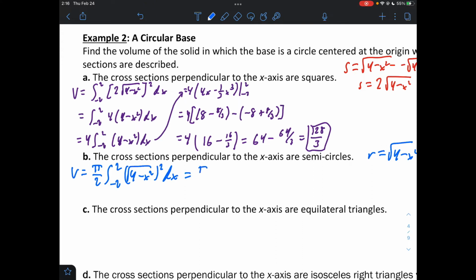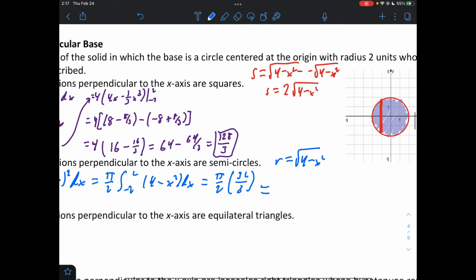Or just pi over 2 times the integral of 4 minus x squared dx from -2 to 2, which we already know that answer would have been, okay, if you just divide this by 4, 32 over 3. So our answer here is just going to be pi over 2 times 32 over 3, which is 16 pi over 3.